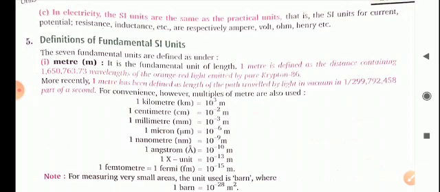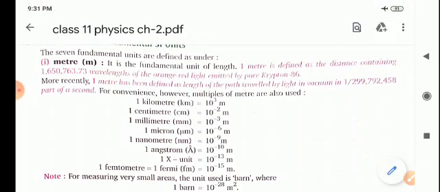It is the fundamental unit of length. 1 meter is defined as the distance containing 1,650,763.73 wavelengths of the orange-red light emitted by pure krypton-86. That is a meter. Meter is defined as a measure of length. It is the fundamental unit.